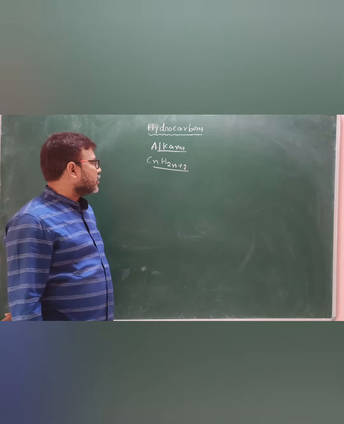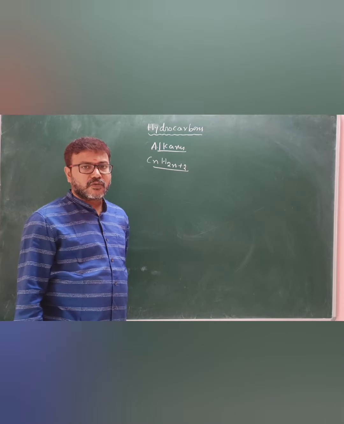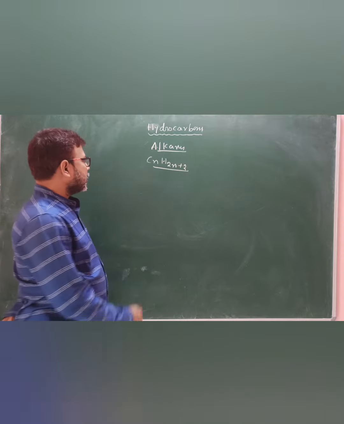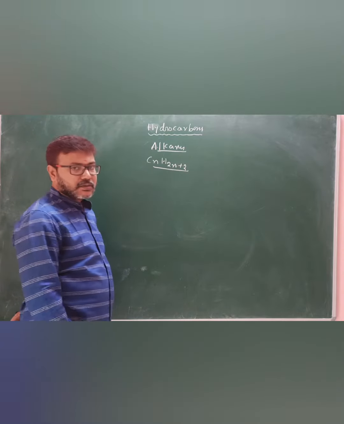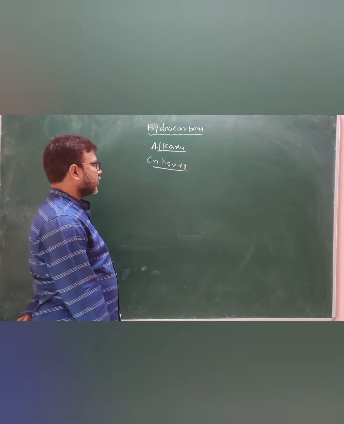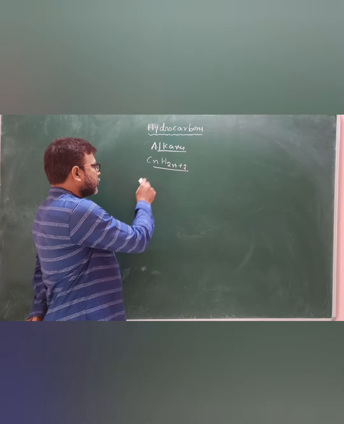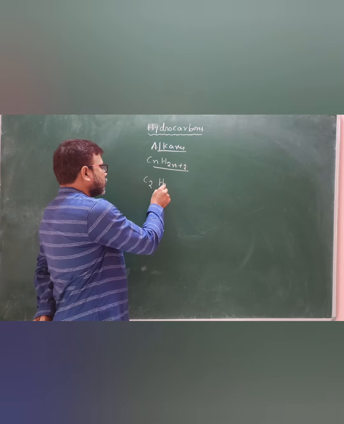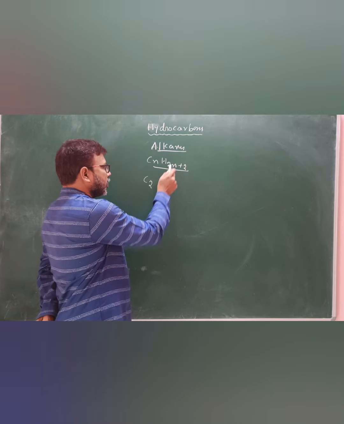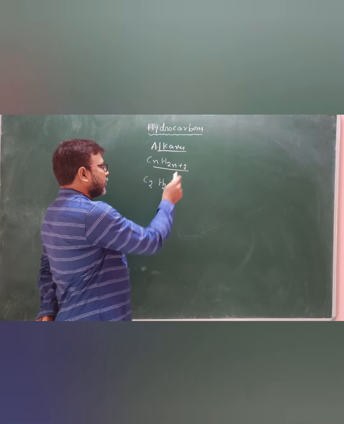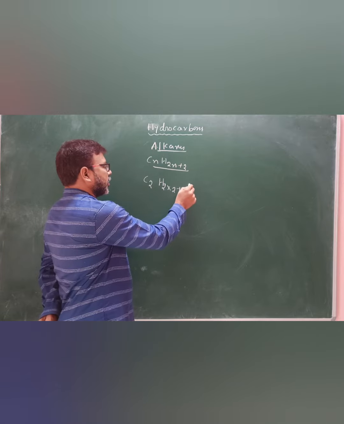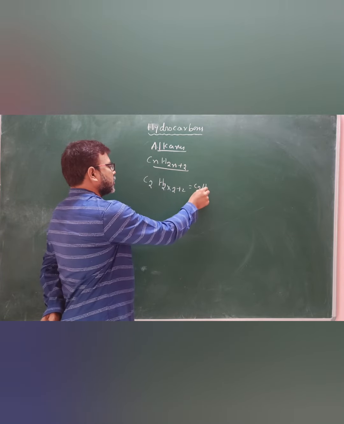Paraffins means they are less reactive towards chemical reactions, because they are saturated hydrocarbons. For example, the number of carbons is equal to 2, so 2n plus 2 gives the total number of hydrogens as 6. So the formula is C2H6.